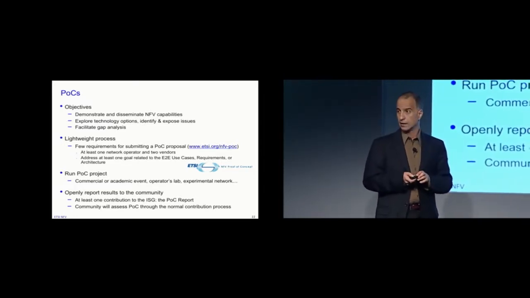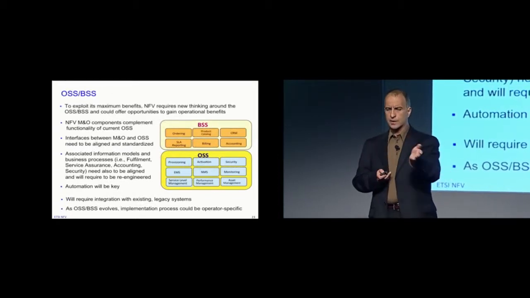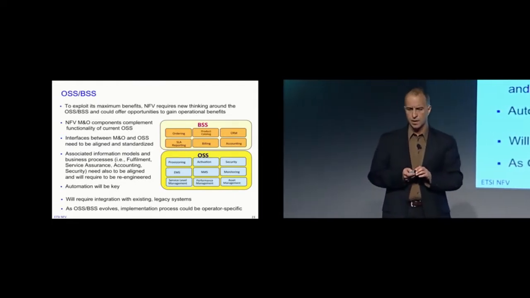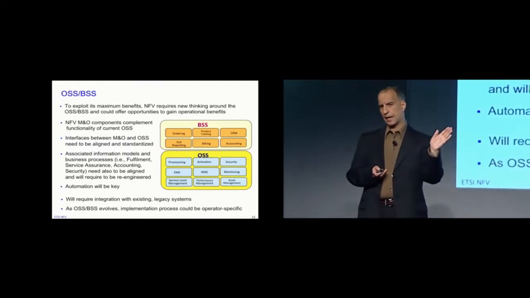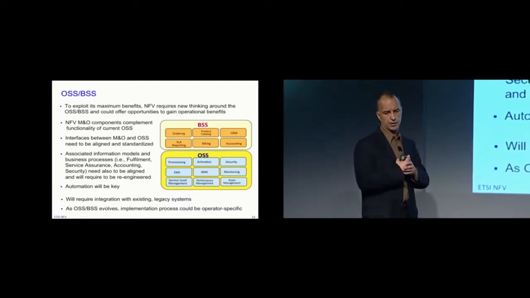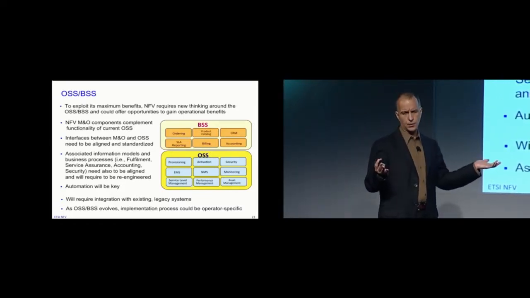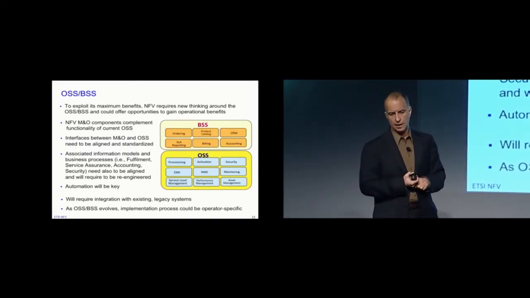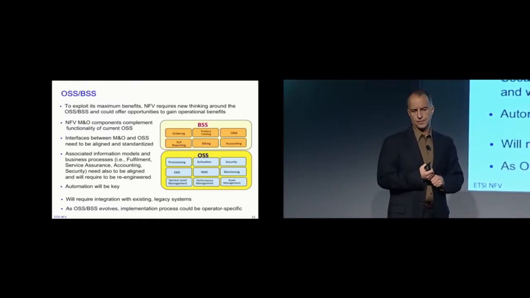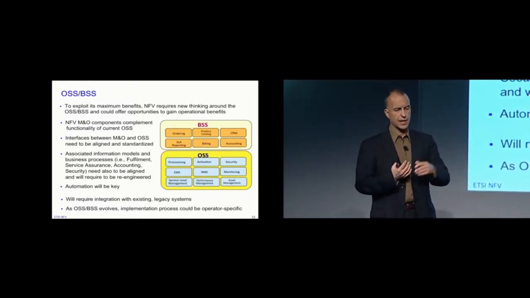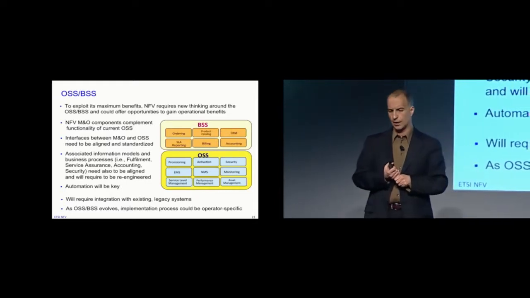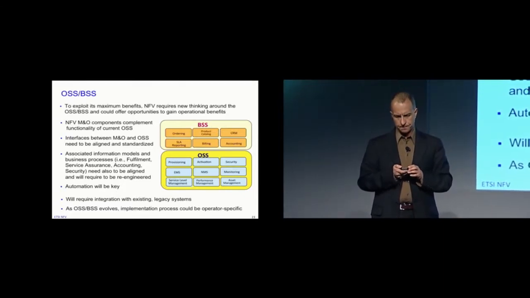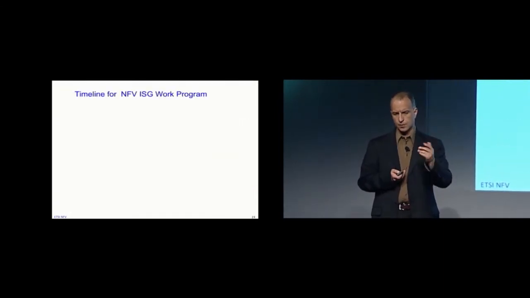So it's a very, very lightweight process, as I mentioned. Okay, OSS and BSS, I mentioned this is very, very critical to us because we do rely a lot as telcos, as carriers, on that. The key thing here is that NFV perhaps requires new thinking about how we can actually use OSS and BSS in our system, where it has to be completely aligned with this new environment, with this new infrastructure. And we think that the management orchestration part of NFV complements the functionality of OSS. And again, automation is going to be key.